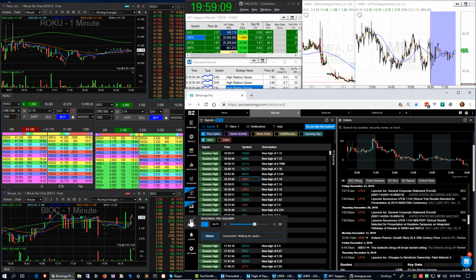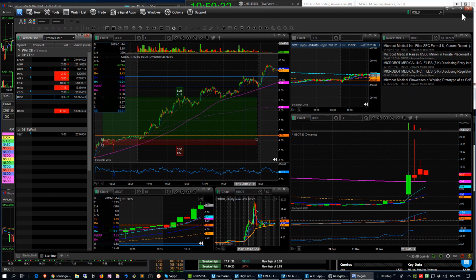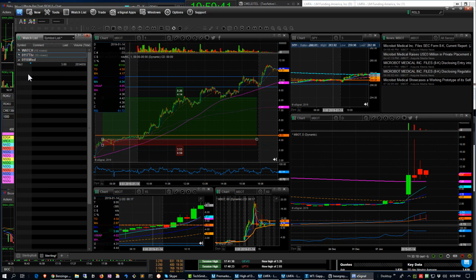But the real advantage is to begin to look at the gappers in the morning, and then let's go ahead and take a look at a few trades. I'm going to bring over from my other screen this eSignal charting tool, and I'm going to focus on some trades. So the very first day that I traded was Tuesday.